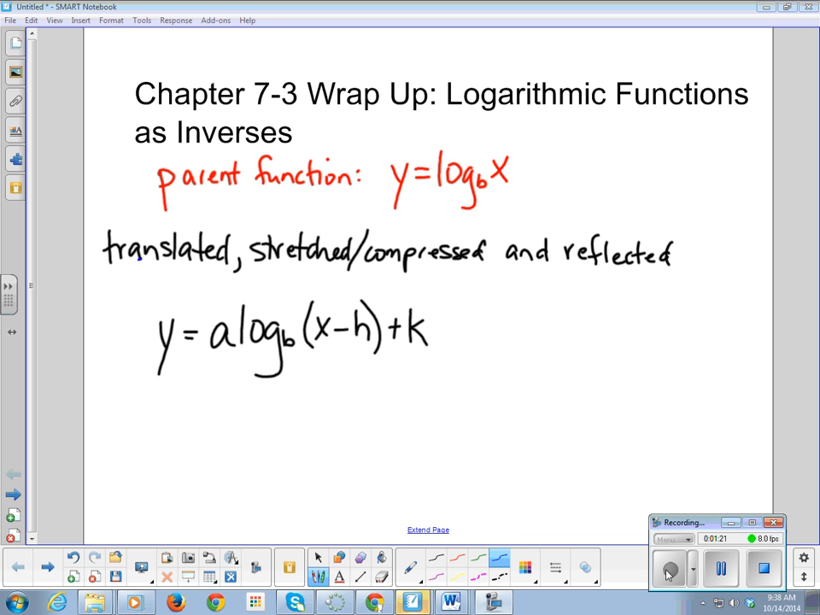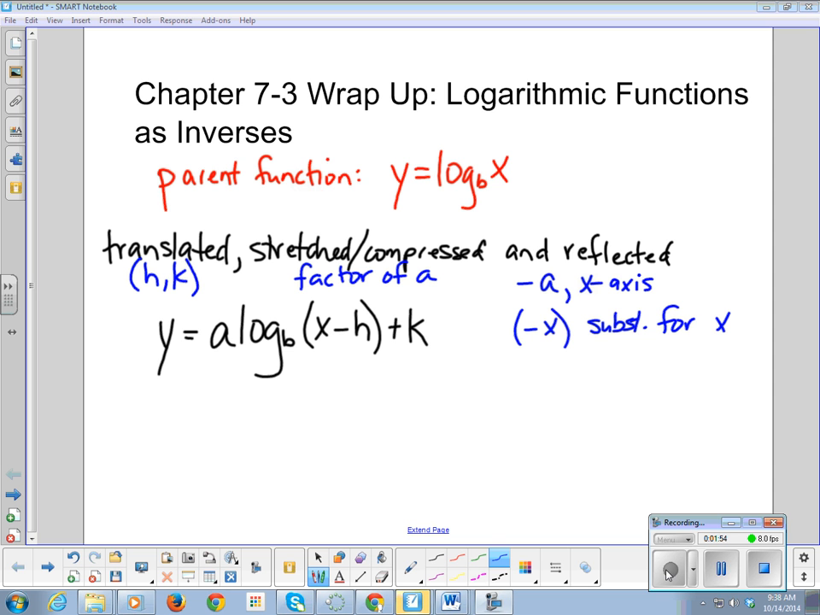So the translation is whatever h comma k is. The stretched or compressed part is by a factor of a. And the reflected piece, if it is negative a, then it's the x-axis. And if it is negative x substituted for x, then it's the y-axis. This should be slightly familiar from previous chapters.